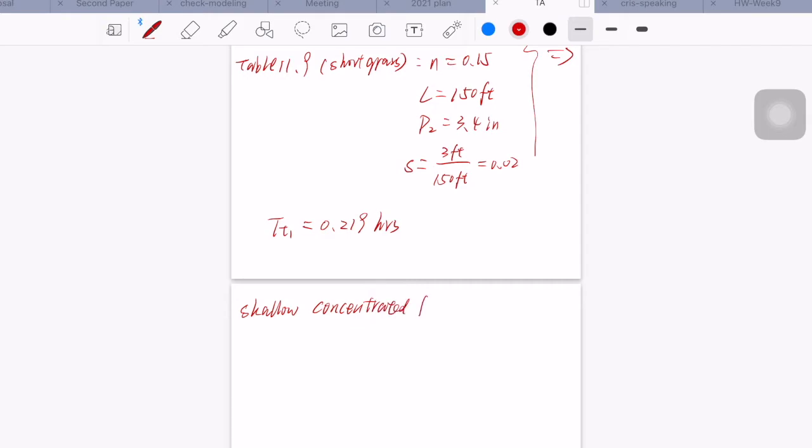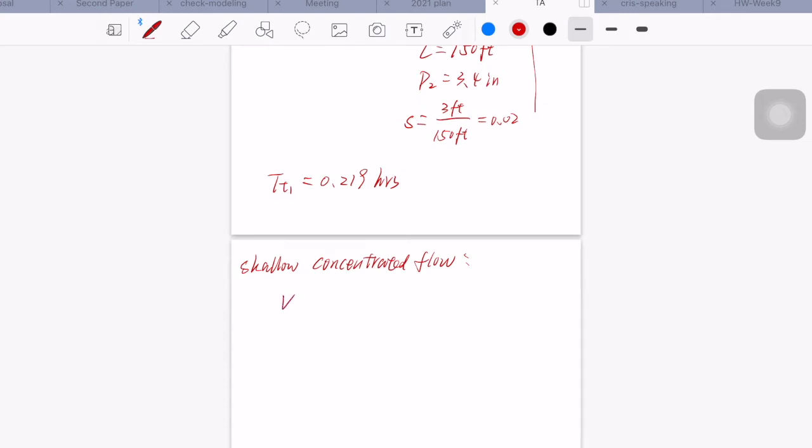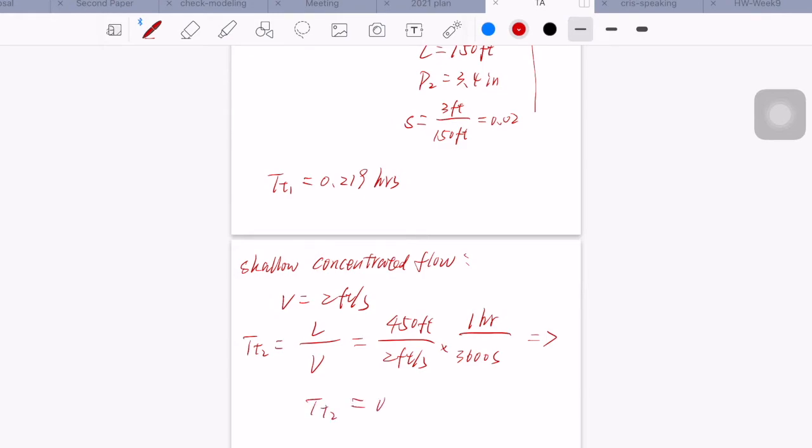So for the shallow concentrated flow, we know the average velocity is 2 feet per second, and we know the TT2 should be equal to L divided by V. So we know L equals 450 feet divided by 2 feet per second times 1 hour divided by 3600 seconds. So we can determine that the TT2 should be equal to 0.063 hours.